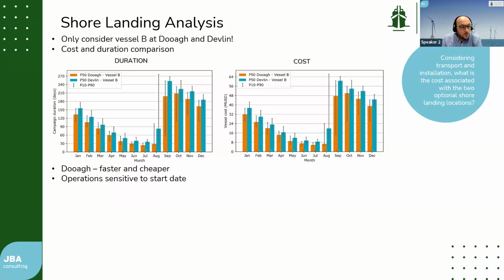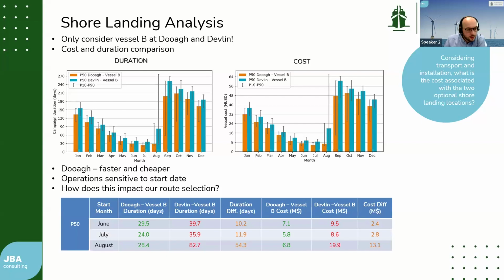So we can see that, for example, in July, we are having a much shorter duration compared to a start date in October. So we would want to quantify, how does this impact our route selection? In this case, I'm just going to look at the P50, and we can see that July is the cheapest time to actually install your cable, because it's going to be the best weather. So that's your shortest duration.